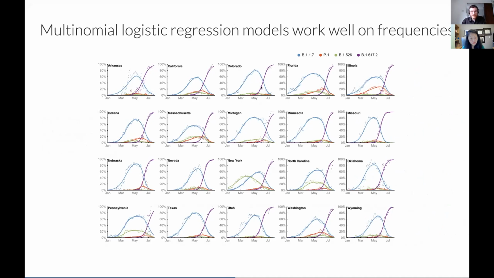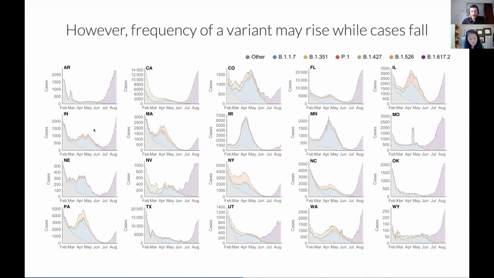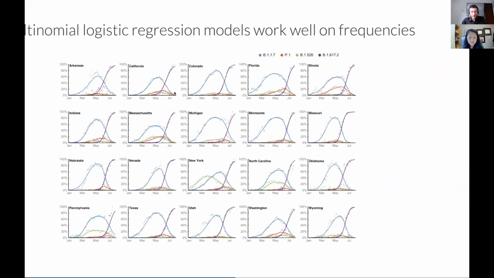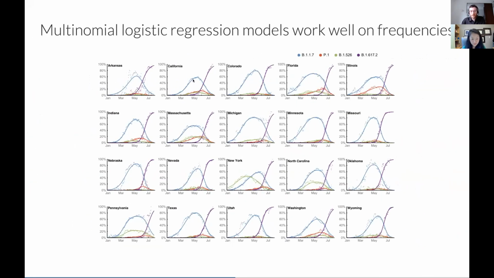replaces another virus, but it actually doesn't drive an epidemic. So if we look at case counts here, taking CDC case counts and partitioning these by frequency of different variants, we can see that the Alpha wave is strong in, say, Colorado, but not strong in California, even though it is frequent.